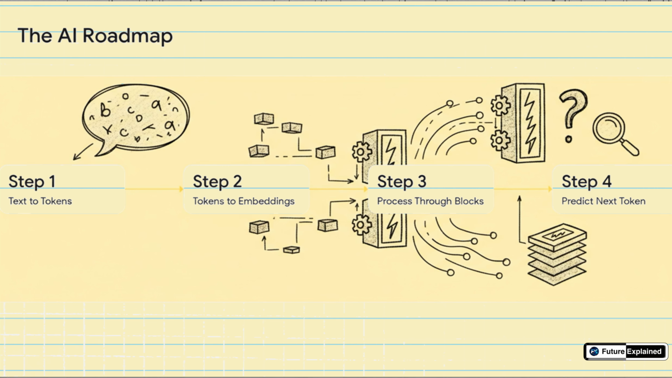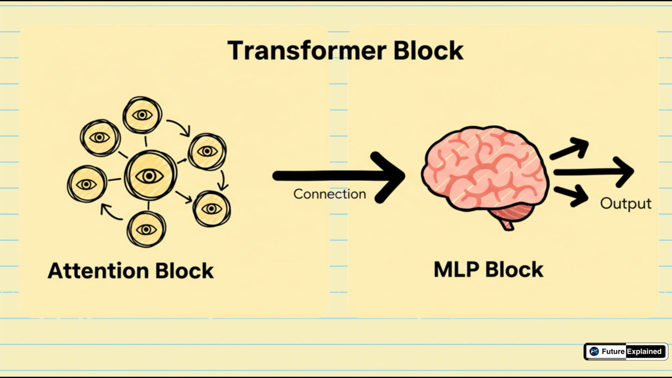Now those embeddings get fed through a whole stack of identical processing units called transformer blocks. And after all that processing, the model makes its final prediction for the next token. So inside each of those processing blocks, you've basically got two main departments. First up is the attention block.